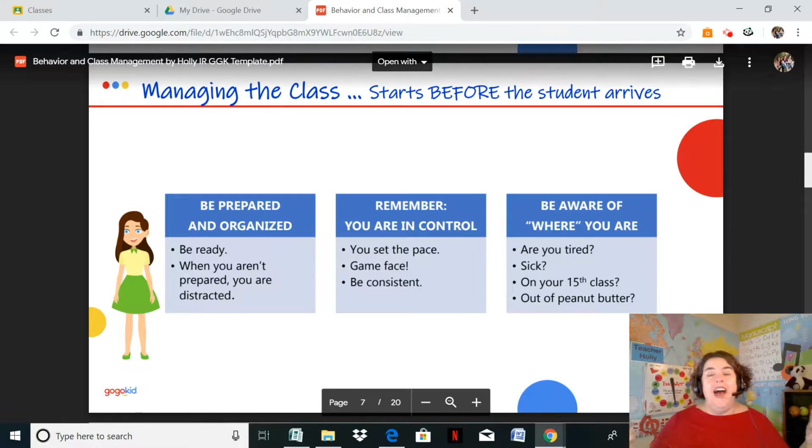The first part about managing the class that is so important is that it actually starts before the student arrives. It has to do with being prepared and organized. And here's the deal. You and I both know the more prepared and the more organized we are, the better teachers we are. We are ready when that student shows up. And here's the thing, kids are kids everywhere. I know my own kids can tell when I don't know what I'm doing. Our kids in our classroom are the same way. When we aren't prepared, we're distracted. That causes them to be distracted and things don't go well from there. So that's the first thing.